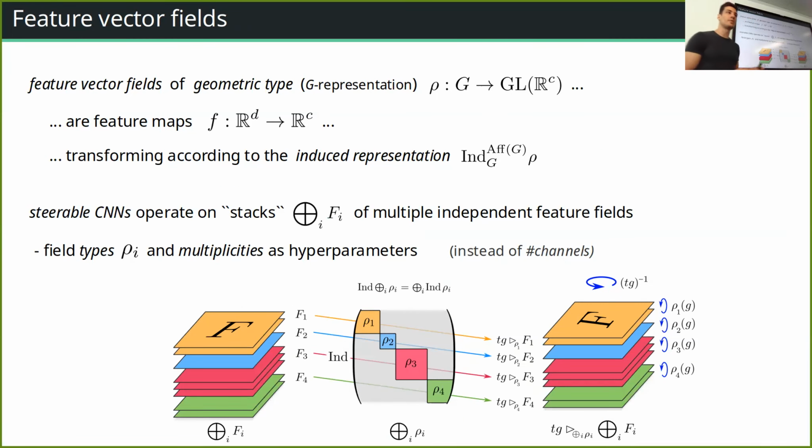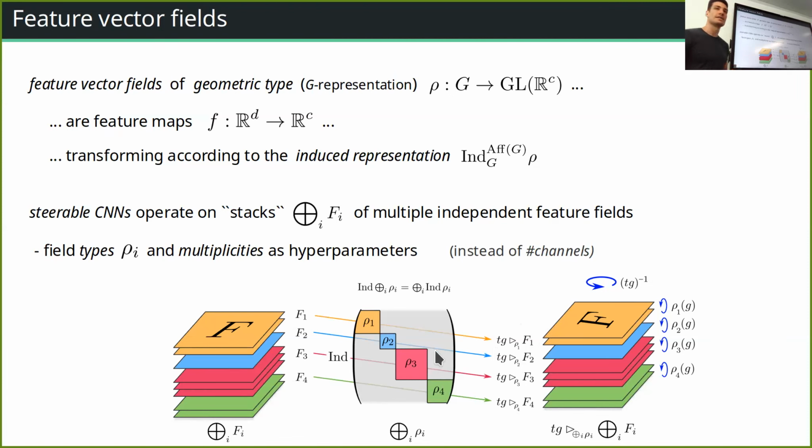Okay, so what I described before was a single feature vector field. But we are looking at a stack of multiple feature vector fields. This is similar to having multiple feature maps in a standard convolutional network. So we don't only want to have one feature, but multiple features. And this is formally described by this direct sum of multiple feature vector fields. And they transform according to the direct sum of representations, which means that if you have here 4 fields of types rho 1, 2, 3, and 4, you build this block diagonal matrix. And you stack these feature vector fields on top of each other.